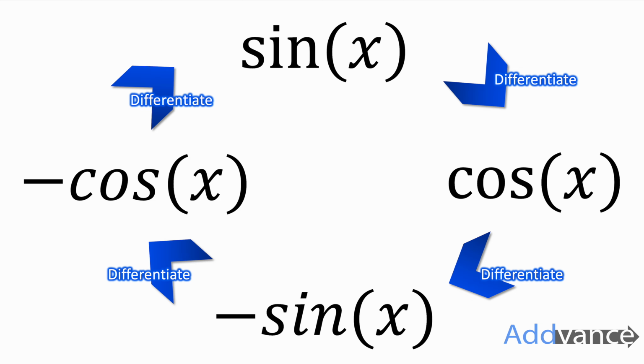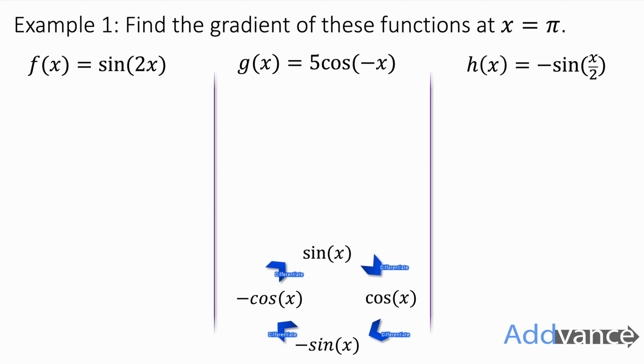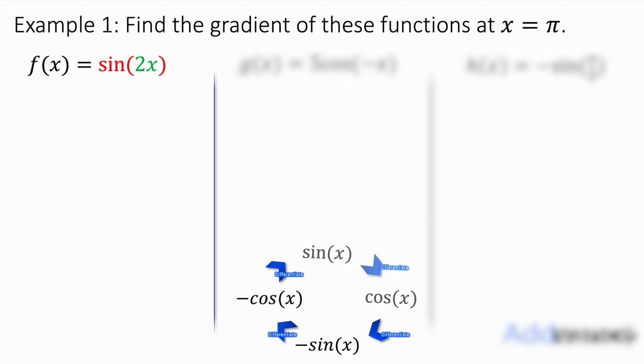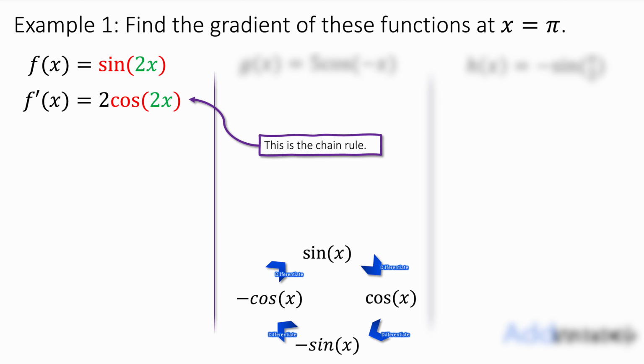Let's look at our first example. Example 1, find the gradient of these functions at x is equal to pi. f of x is sine of 2x, so we're going to differentiate sine. Sine differentiates to cos of x. So it will be cos of 2x, but there's a 2 inside the brackets. When you differentiate 2x, you get 2. So you're going to multiply the entire thing by 2, and you get 2 cos of 2x. And that's the chain rule. That's just how the chain rule works.